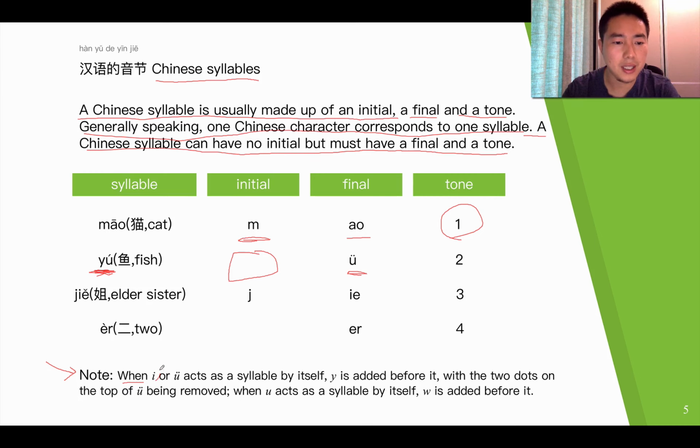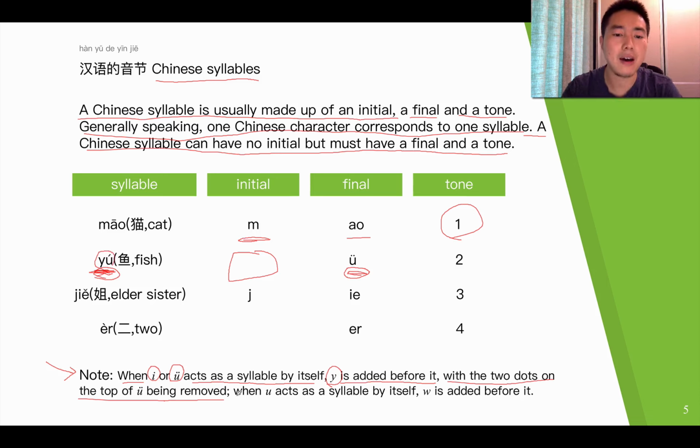Let's take a look at this note here. When the final yi or the final yu acts as a syllable by itself, okay? So when we meet this kind of scenario, the initial y is added before it, with the two dots on the top of yu being removed. Pay attention to this rule and you should keep it in mind. So this is the syllable, but this is actually the original final. Then we change this original final according to this rule, and it becomes this syllable.